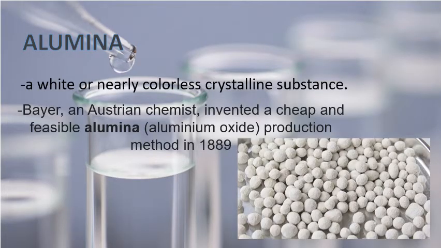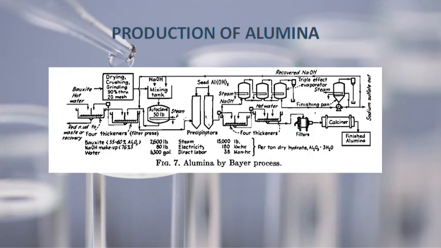Alumina is a white or nearly colorless crystalline substance. Bayer, an Austrian chemist, invented a cheap and feasible alumina or aluminum oxide production method in 1889. Figure 7 shows the essential steps in the production of alumina from bauxite by the Bayer process.